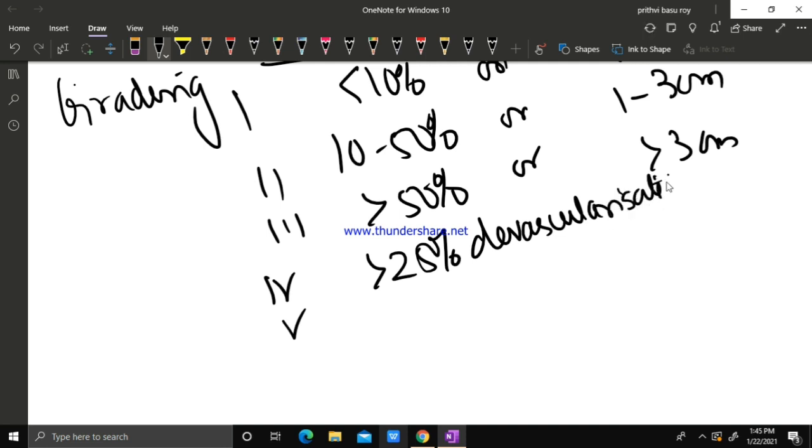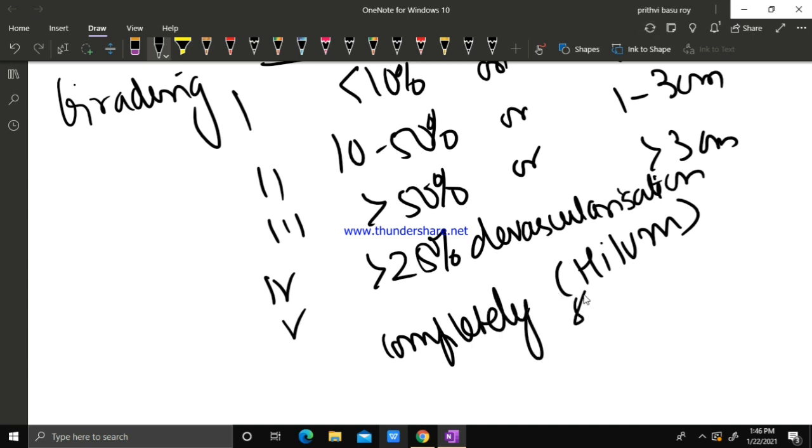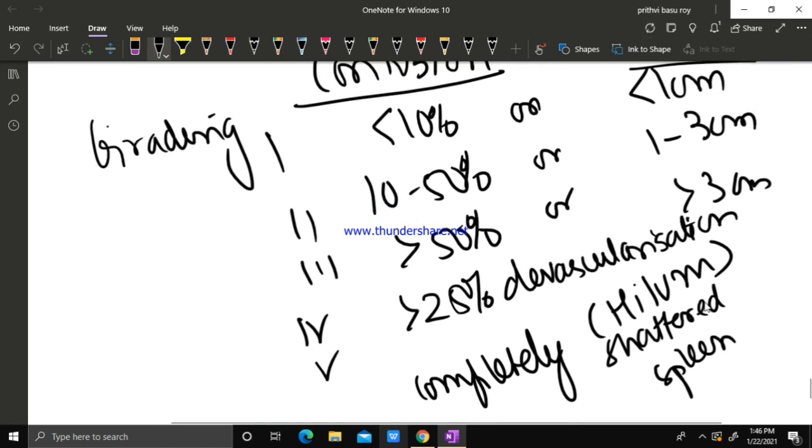Why does this devascularization come? Because there is damage to the hilum where the pedicle is there. You are absolutely devascularizing it. And the last one is a completely shattered spleen. It is broken and everything. Completely devascularized. So what is happening?